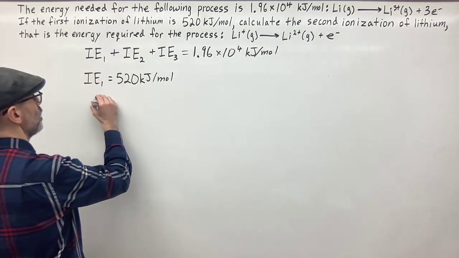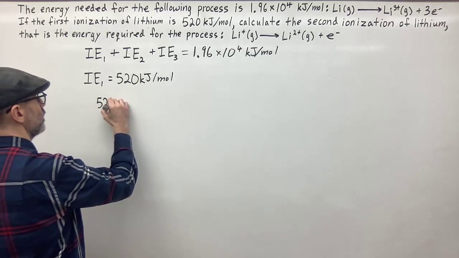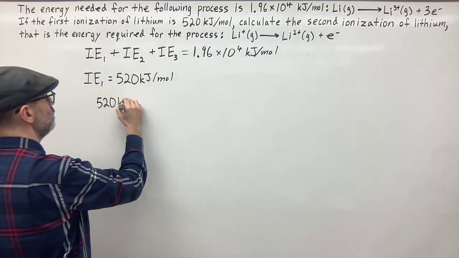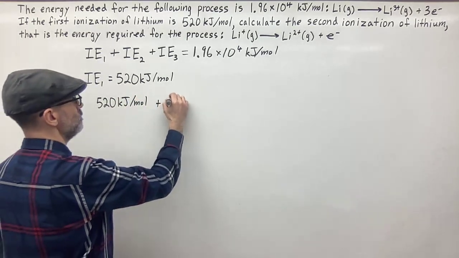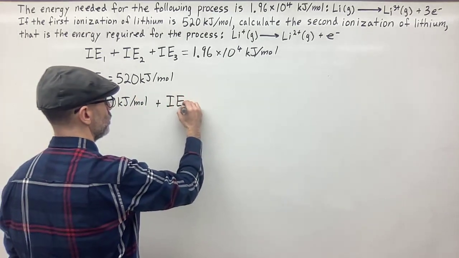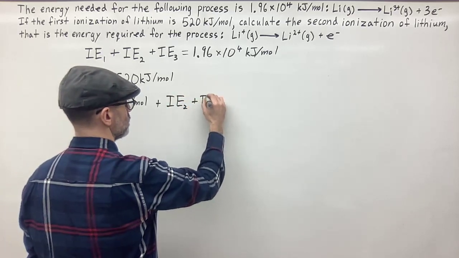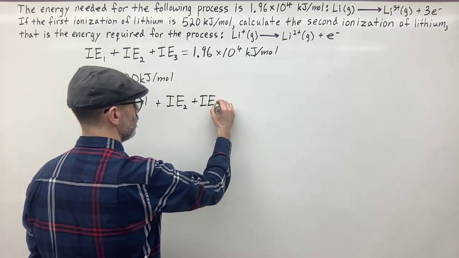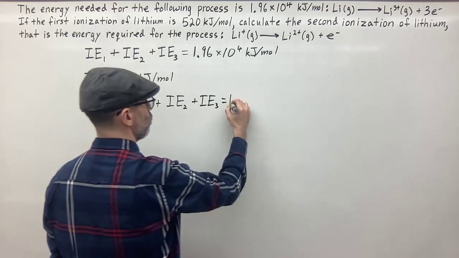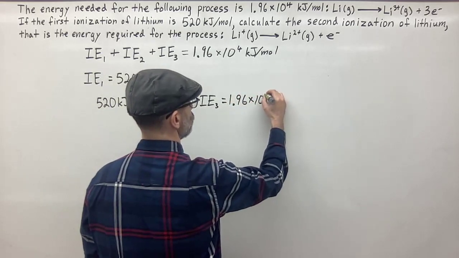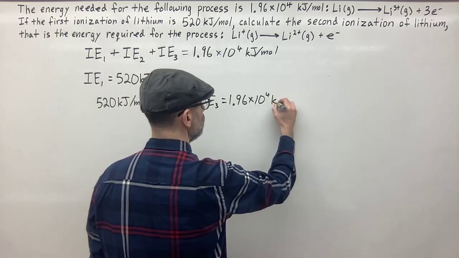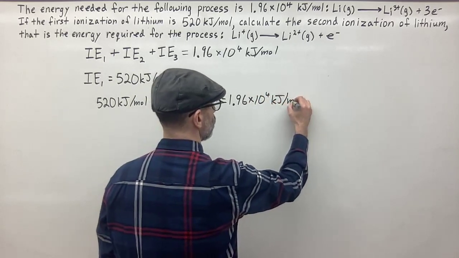So this is going to become 520 kilojoules per mole plus IE2 plus IE3 is equal to 1.96 times 10 to the 4 kilojoules per mole.